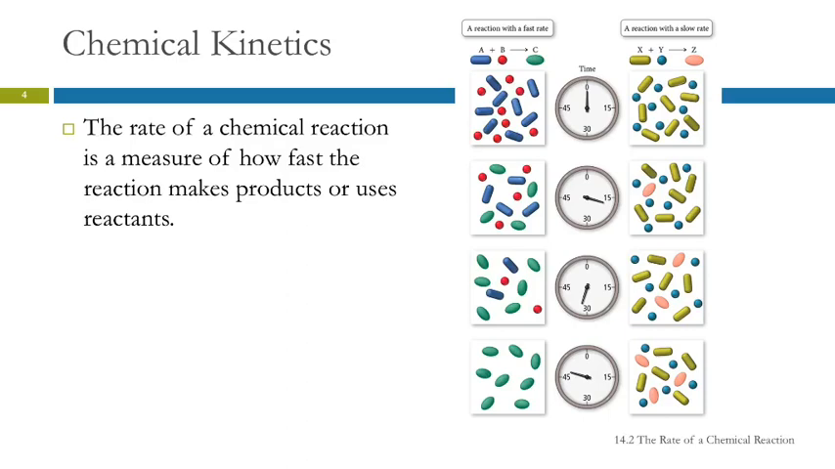So at the beginning there's no product. And here we are at about 16, 17 seconds. The fast reaction has 4 product molecules and the slow reaction only has 1. We go here, at about 32 seconds. Now we have 6 product molecules here and only 2 over here.